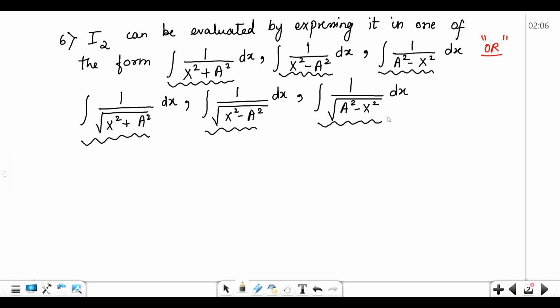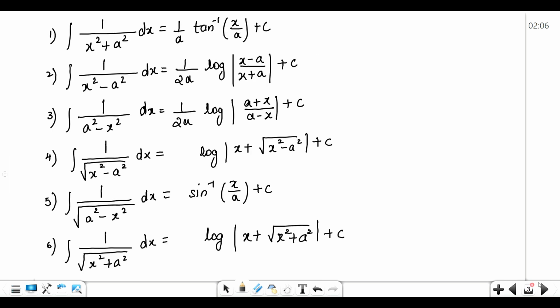After expressing it in each of these forms, each integration has its specific formula. These are the formulas. If you don't have them, you can just copy them down, because we are going to use the same formulas in the upcoming sums. I have noted this down for you, you just copy it.